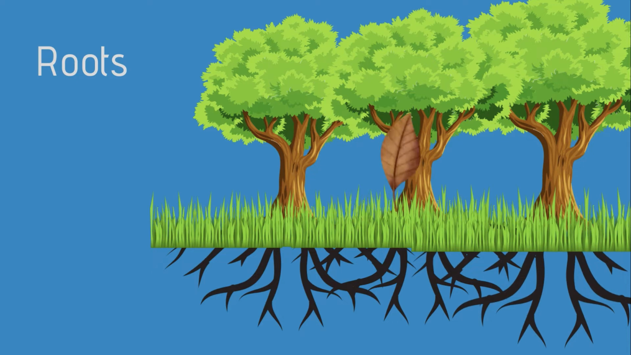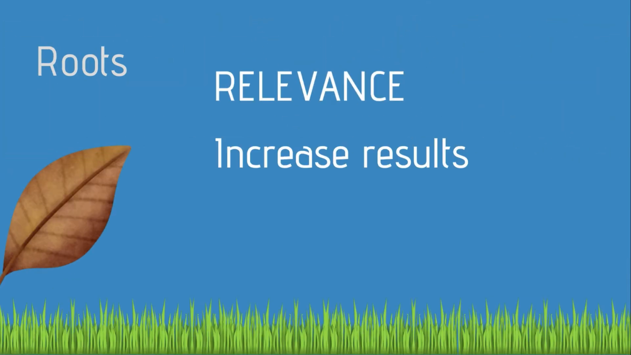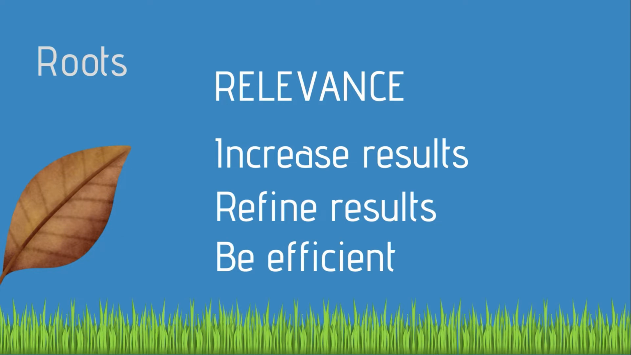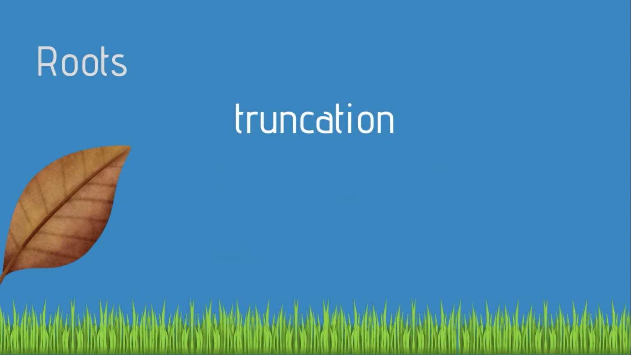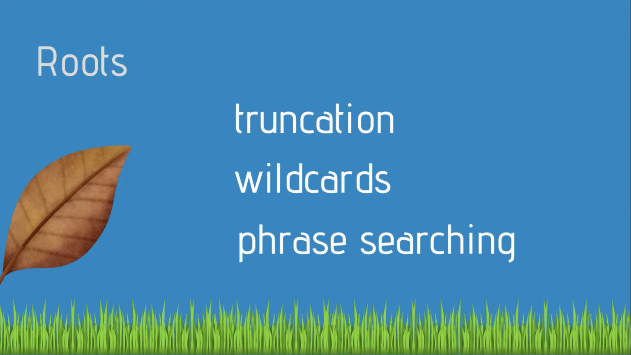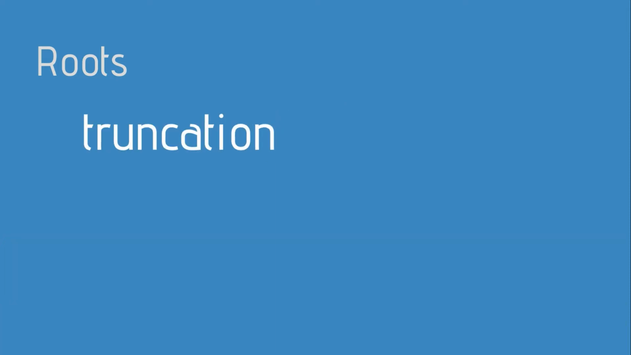By working with the roots of your terms, you can learn to increase your results if you're not getting what you need, you can refine the results you have to get more specific, and you can be as efficient as possible. The three techniques we will work with are truncation, wildcards, and phrase searching. Let's start with truncation. Truncation means finding the lowest common denominator in a word to catch all the variations in its endings. Let's take, for example, one of the terms from our prior research scenario, the word immigration.